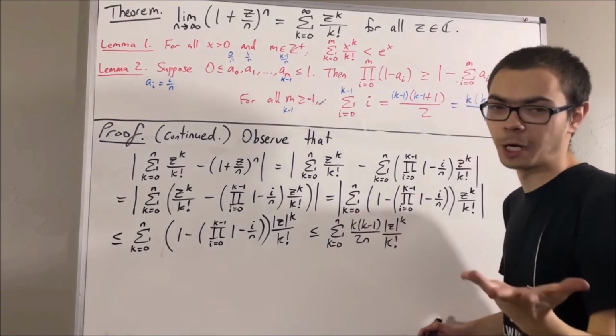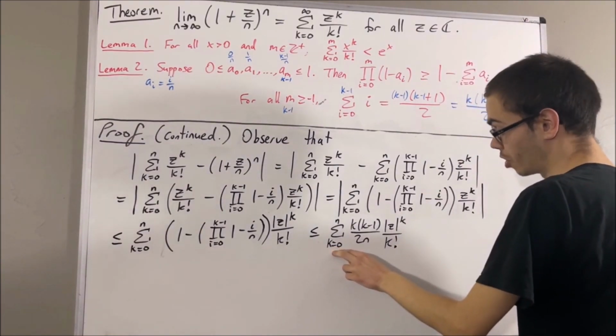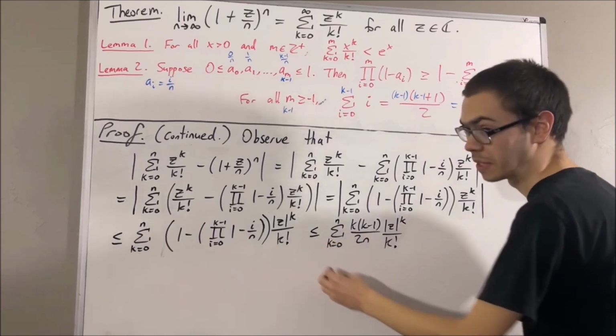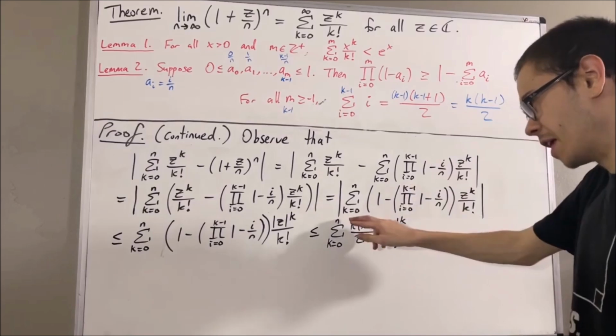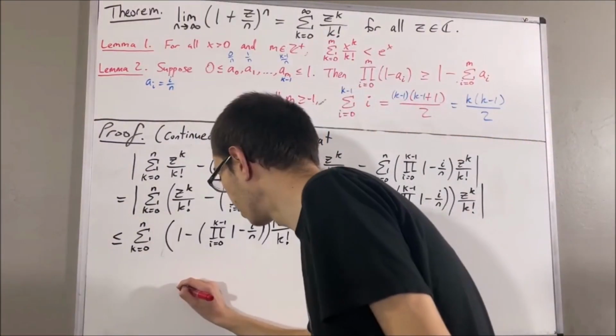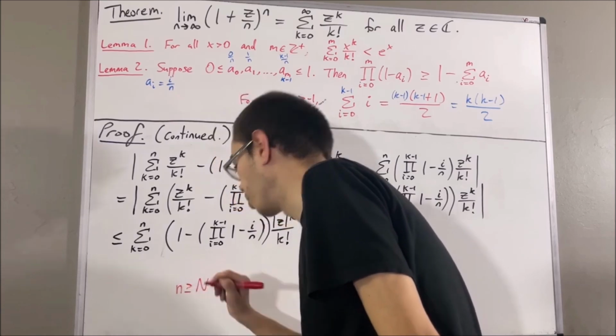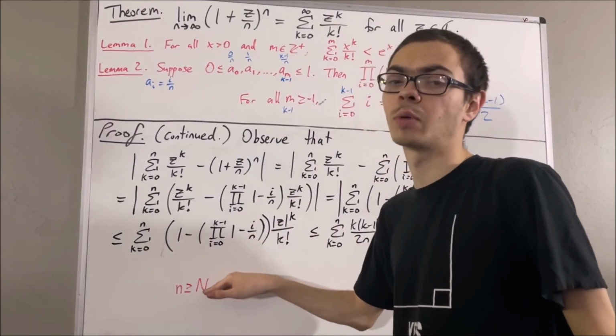But we can't re-express k factorial as k minus 2 factorial if k is equal to 0 or k is equal to 1, right? So what we're first going to do is pull out the k equals 0 term and the k equals 1 term from this sum. But we can't do that either if n is too small. But that's okay, because remember, n is greater than or equal to capital N. And we get to control how big capital N is.